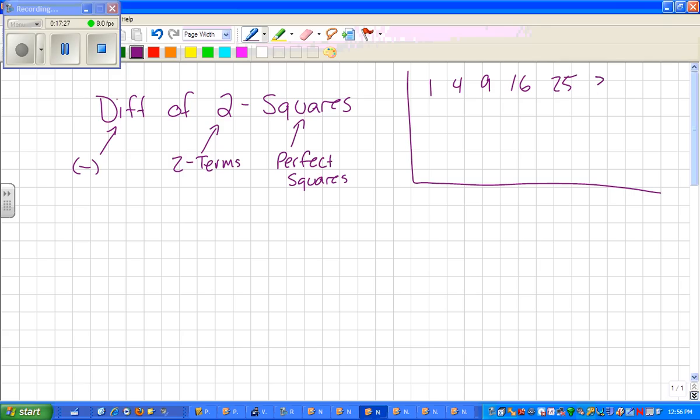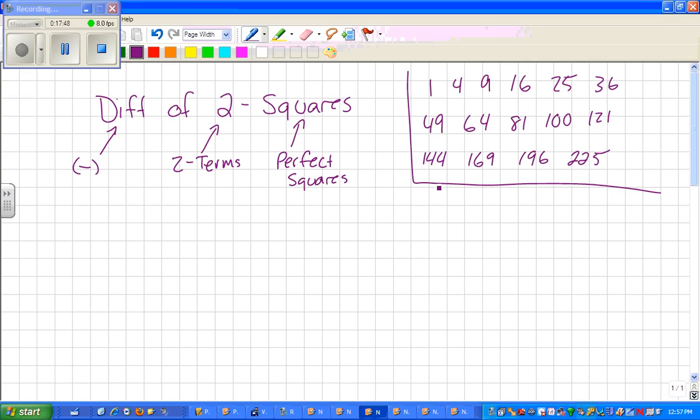See if you can erase me. 81, 100, 121, 144, 169, 196, 225. Good. So now we know all of our perfect squares by heart. These are all the things I can take a square root of without getting a decimal.